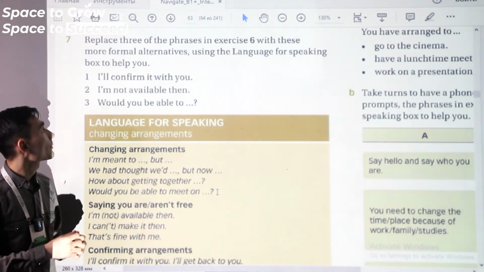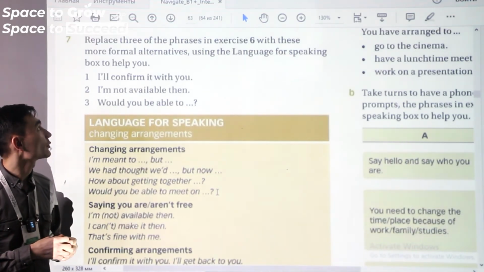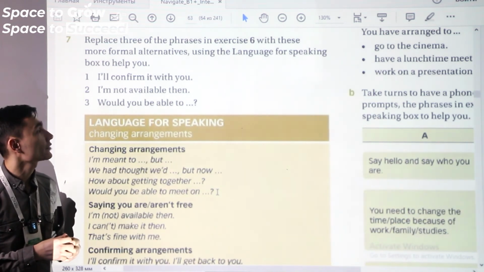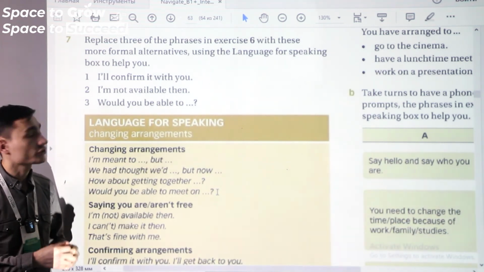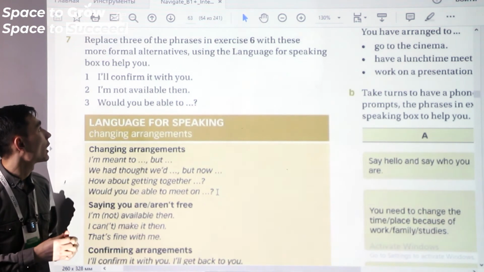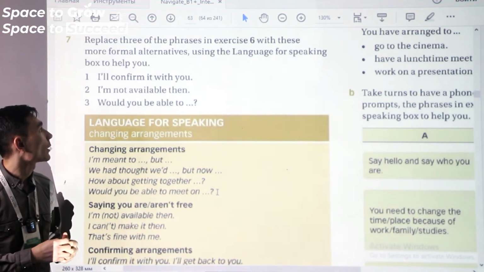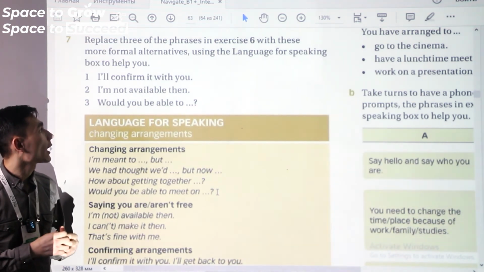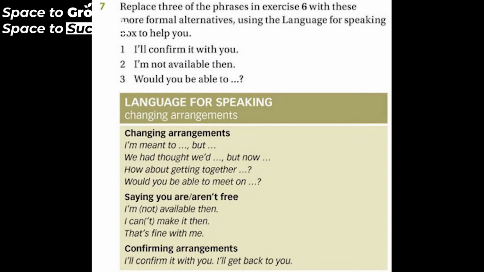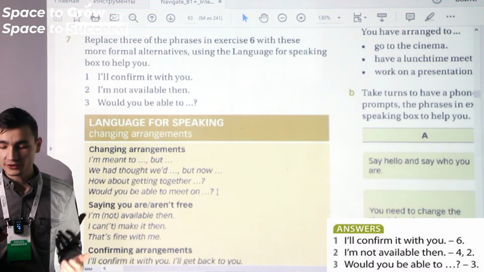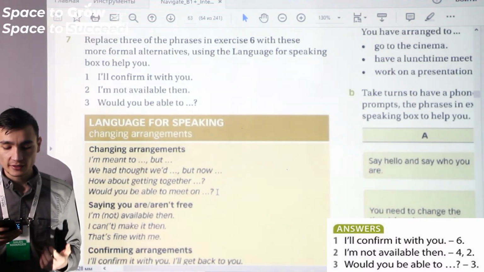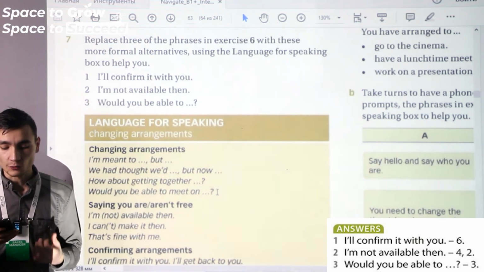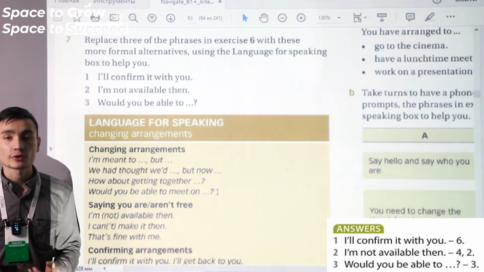Exercise 7. Replace 3 of the phrases in exercise 6 with these more formal alternatives using the language for speaking box to help you. And here, 1. I'll confirm it with you. 2. I'm not available then. 3. Would you be able to? And now let's check the answers. I'll confirm it with you. It's 6. I'm not available then. It's 4 and 2. Would you be able to is 3.